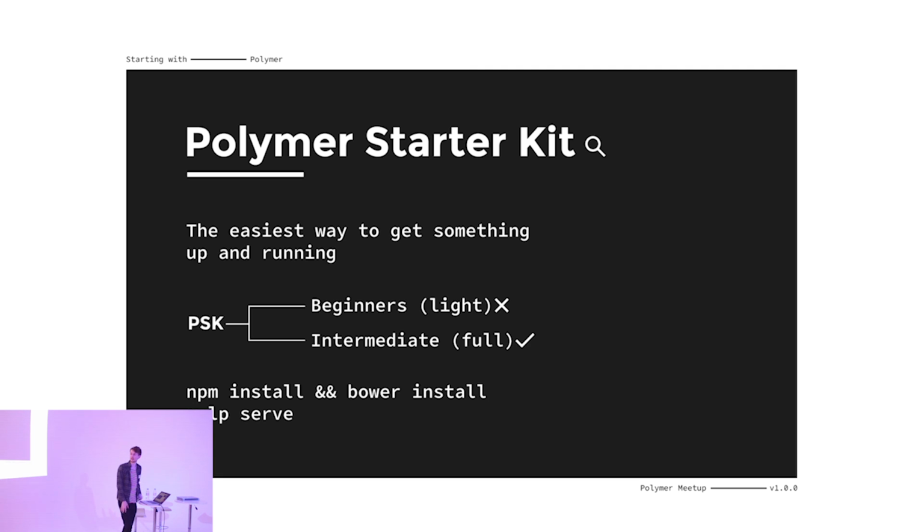So yeah, the last commands basically when you've got the starter kit: npm install, bower install, and then gulp serve. That's all you need to see Polymer running in your browser straight away, which is very cool.